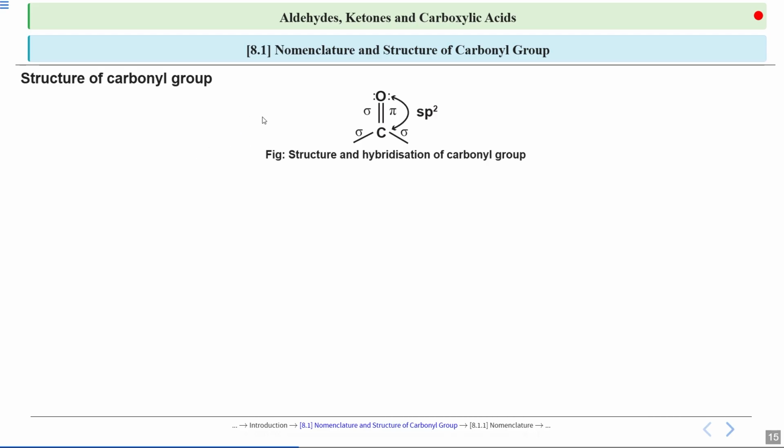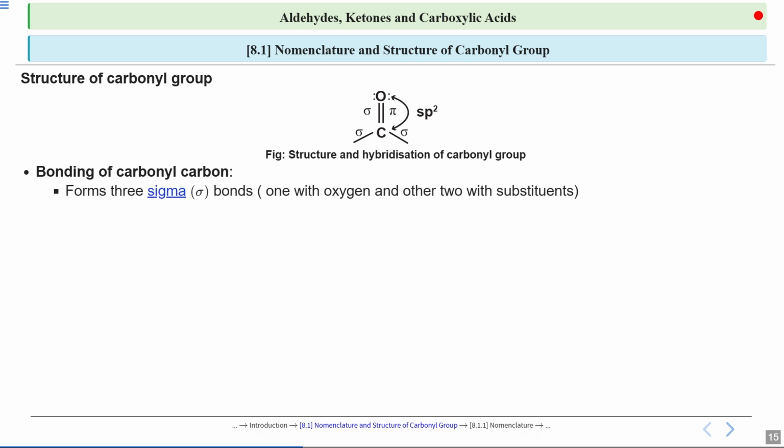So if we talk about the bonding of the carbonyl carbon, it forms 3 sigma bonds, 1 with oxygen and the other 2 with substituents, as we discussed. And it forms 1 pi bond with oxygen. If you see over here, it forms 1 pi bond with this oxygen.